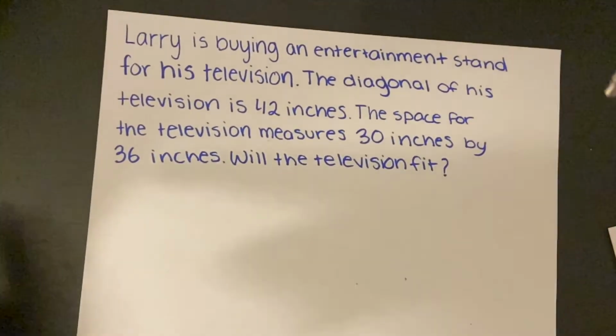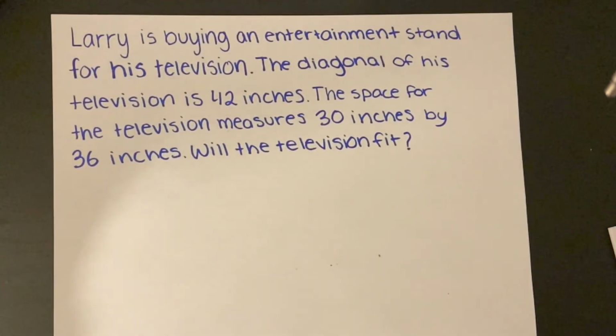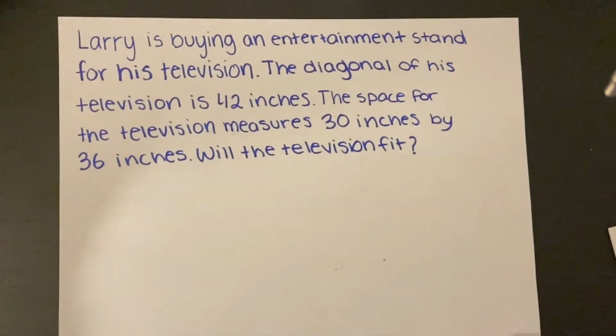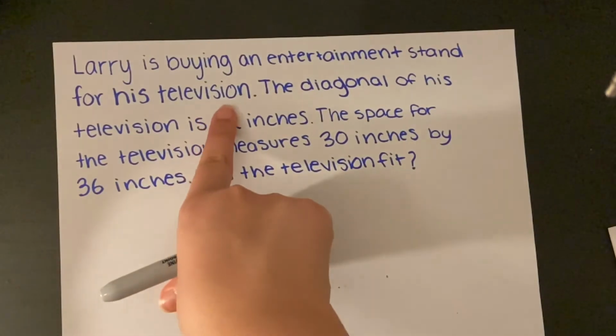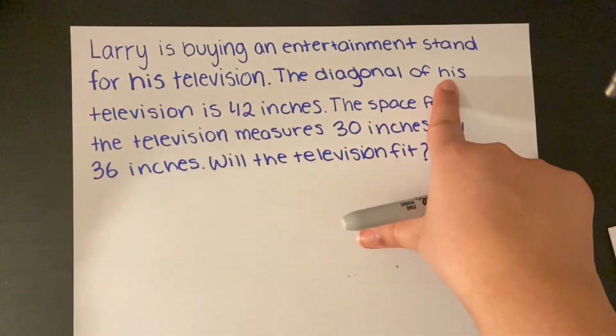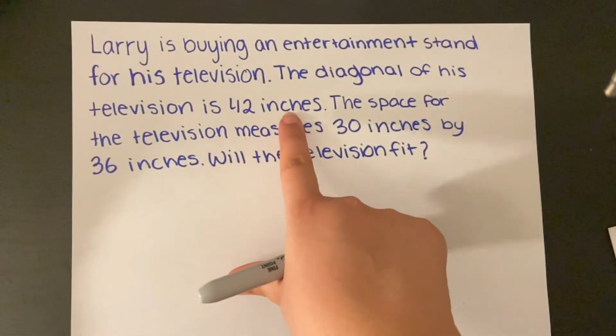Let's try a word problem. It says, Larry is buying an entertainment stand for his television. The diagonal of his television is 42 inches. The space for the television measures 30 inches by 36 inches. Will the television fit? Now, let's take a look at this. Let's read it, right? So it says he's buying an entertainment stand, all right? And the diagonal of his television is 42 inches.